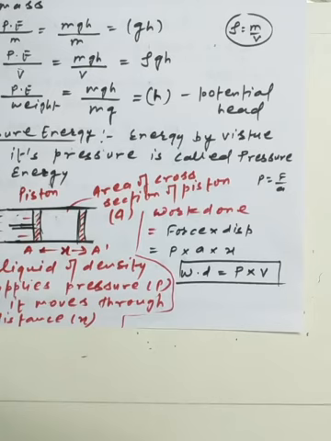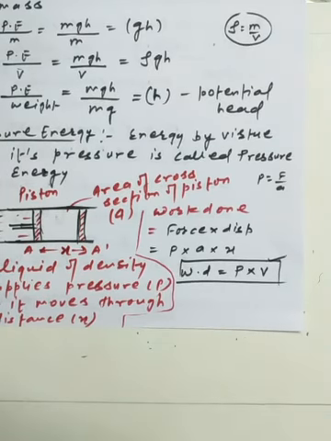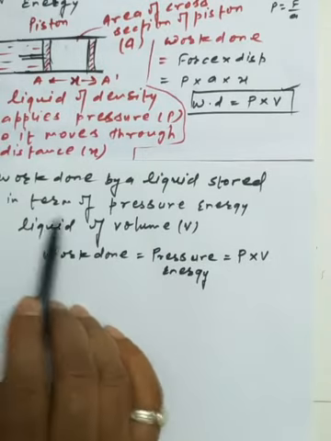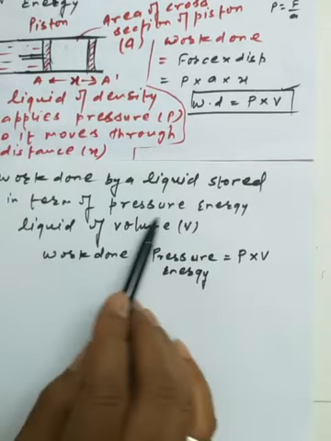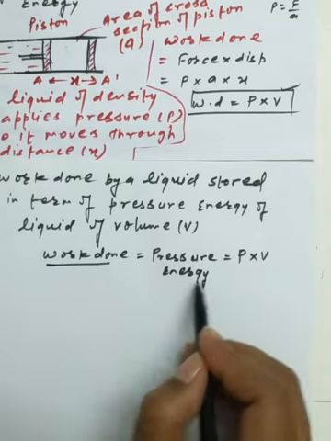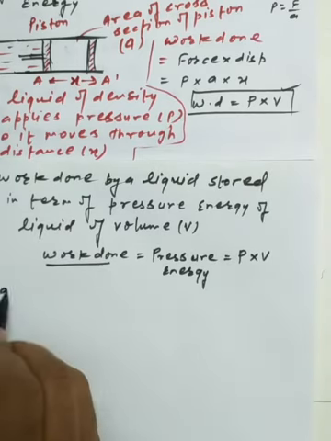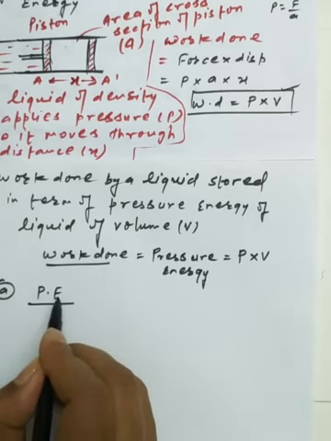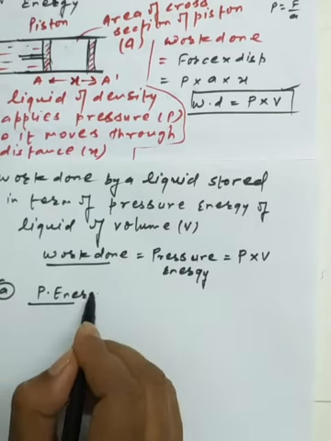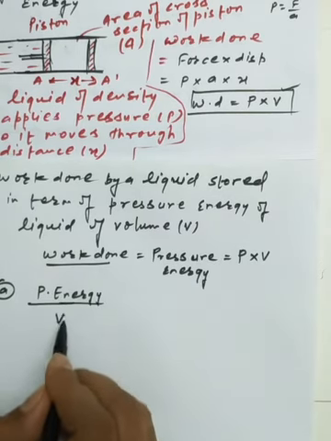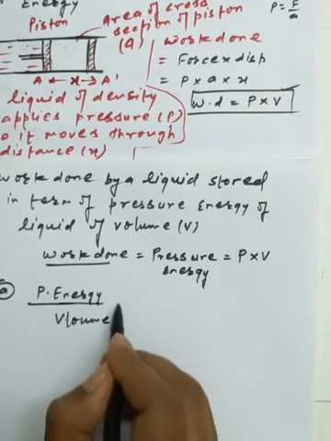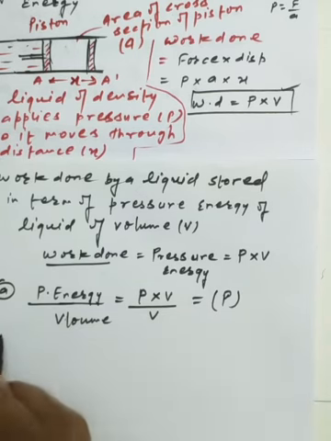So the work is stored in the form of the pressure energy of the liquid of volume V. This is the simplest formula we have. Now we represent it in three ways. The work done by a liquid is stored as the pressure energy of the liquid of volume V, that is P into V. First, pressure energy per unit volume: P into V divided by V gives P. This is the simplest representation.